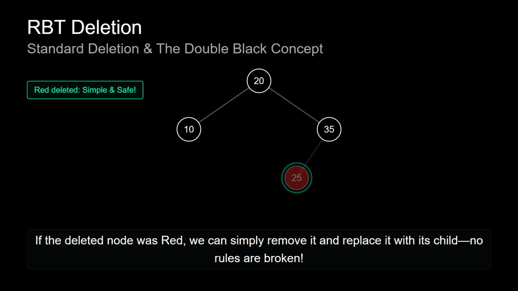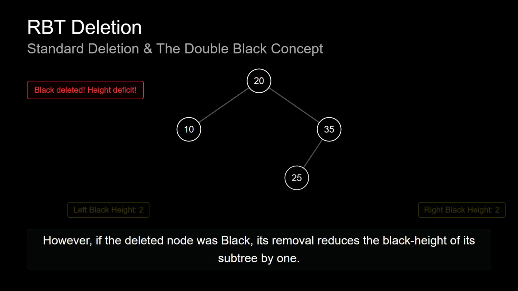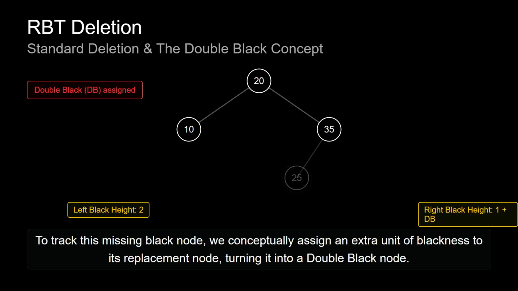If the deleted node was red, we can simply remove it and replace it with its child. No rules are broken. However, if the deleted node was black, its removal reduces the black height of its subtree by 1. To track this missing black node, we conceptually assign an extra unit of blackness to its replacement node, turning it into a double black node.